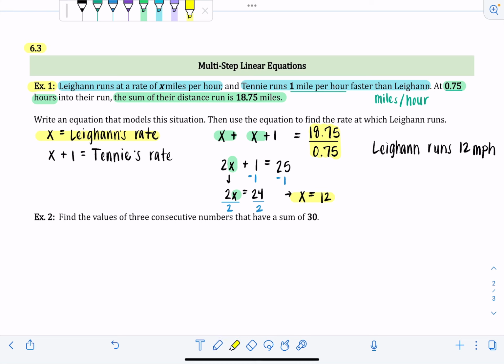And then for Tenny, her rate was x plus 1. So we just need to take 12 and add 1 to it. So Tenny would run 13 miles per hour. So Tenny runs 13 miles per hour.